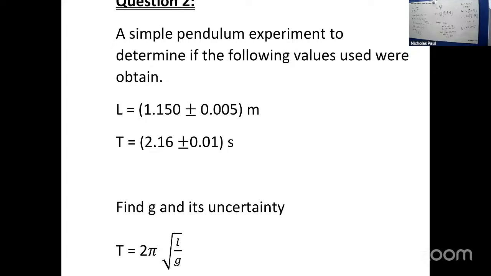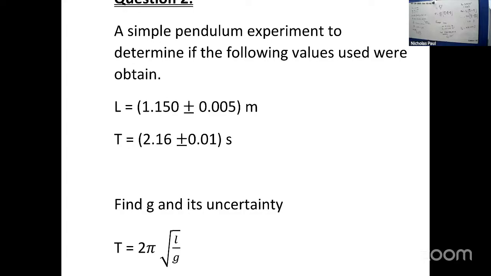You can try and think, you gotta make easy stuff. Square both sides first. Right? So I want to see what you end up with. When you square both sides, you'll get t squared is 4 pi squared L on G. Right? And then you want to make G the subject. So move across t squared on 4 pi squared L on G.